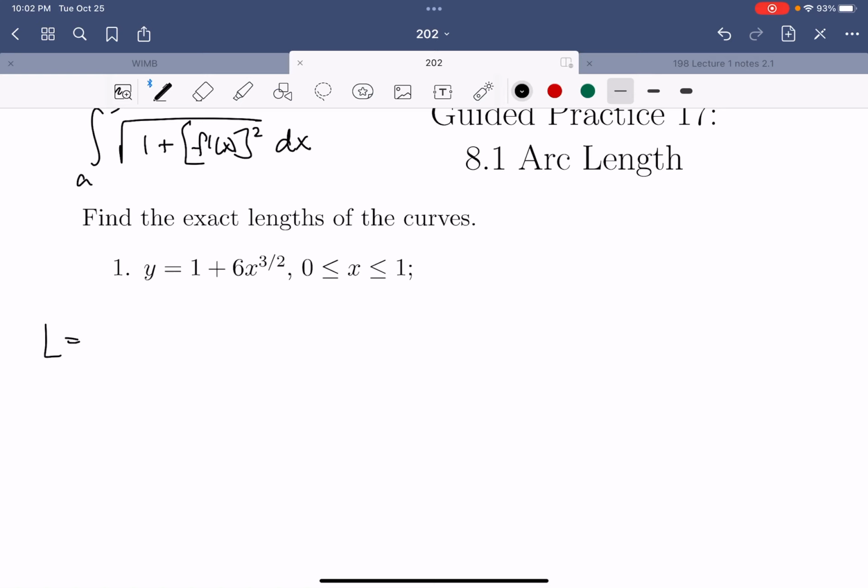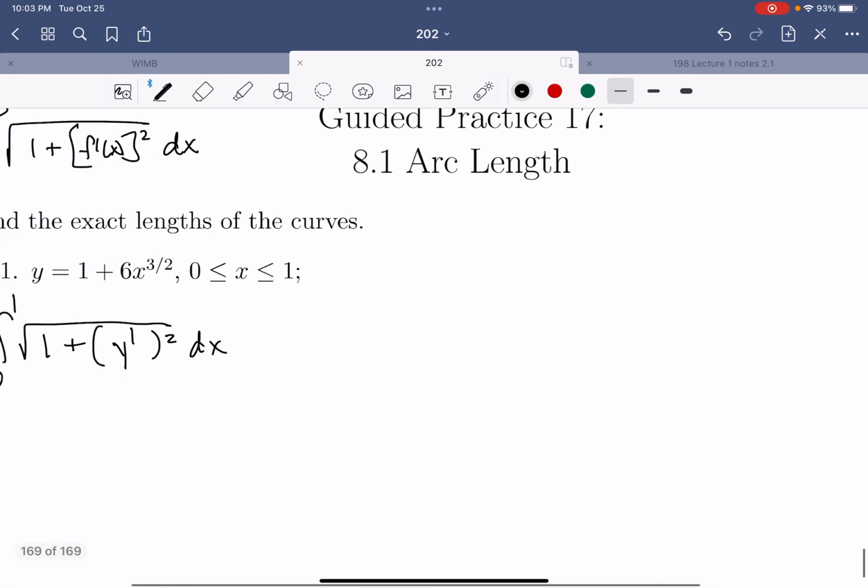So our length of the line is going to be the integral from 0 to 1 of the square root of 1 plus f prime of x squared, right? Or in this case, I guess it's really y prime squared dx. So let's go ahead and figure out what that's going to be.